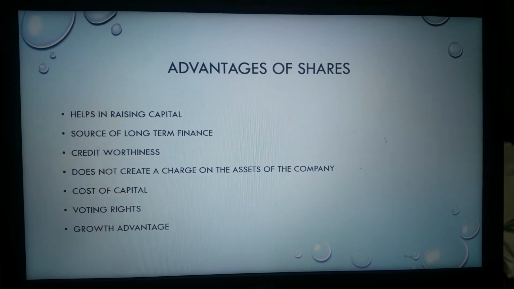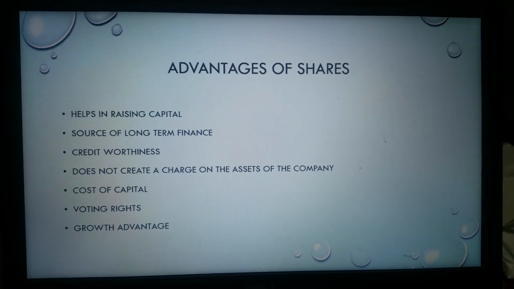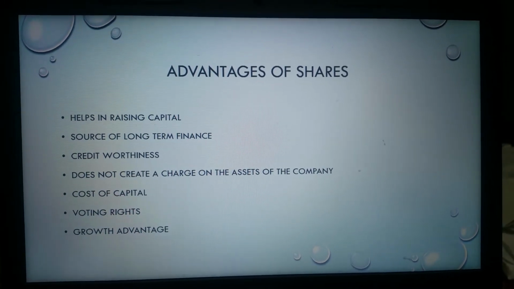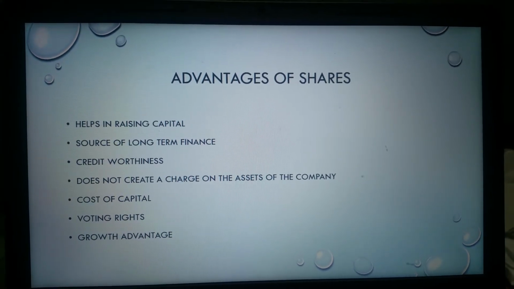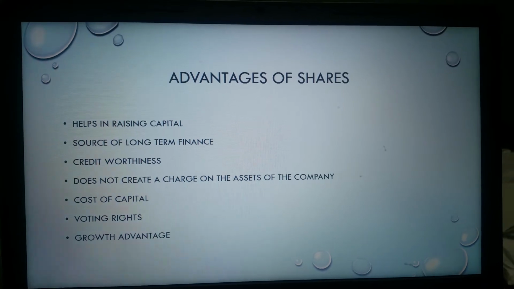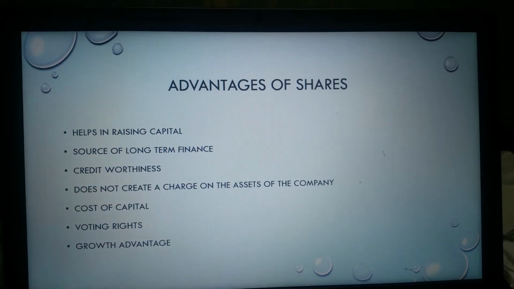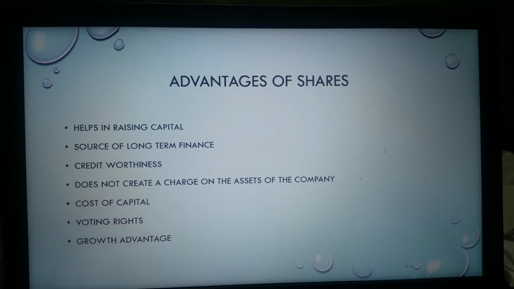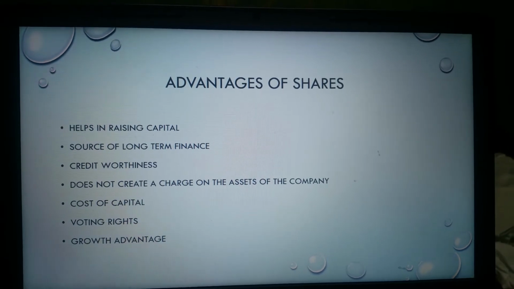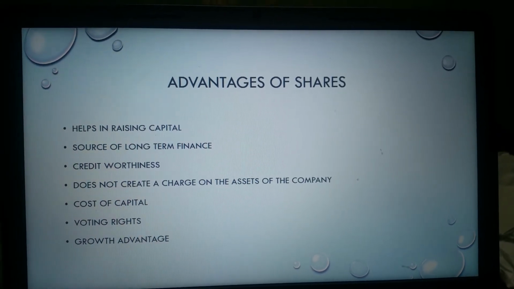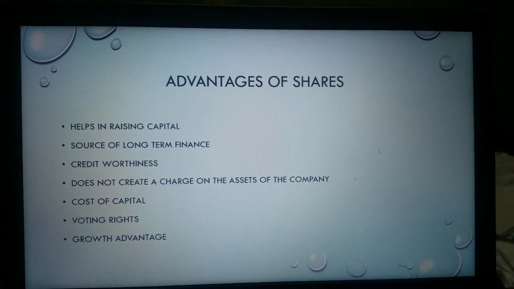Next, the issue of shares enhances the creditworthiness of the company. When capital is raised by issuing shares, the assets position of the company is not affected, which means that the issue of shares does not create any charge on the assets of the company. Creating a charge on the assets means that assets have to be given as security to the providers of funds, which is not the case when we are issuing shares. So this enhances the creditworthiness of the company.